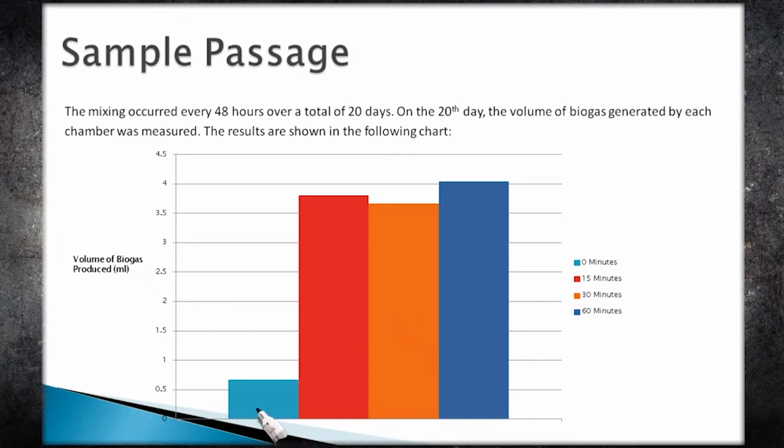Notice down here we have 4 groups. This is our control group. It was agitated 0 minutes. This group was agitated 15 minutes. This group was agitated 30 minutes. And this group was agitated 60 minutes. If we actually read the experiment, we'd see that that agitation occurred every 48 hours over a total of 20 days. So in this example, if we needed to know how much biogas was produced if we agitated a container for 60 minutes every 2 days, we would locate the 60-minute column right here, and then we would note its value. Notice that it's slightly over 4 milliliters.